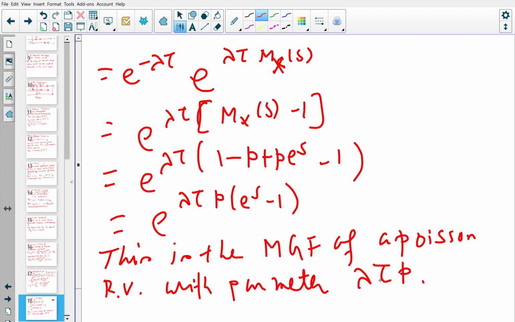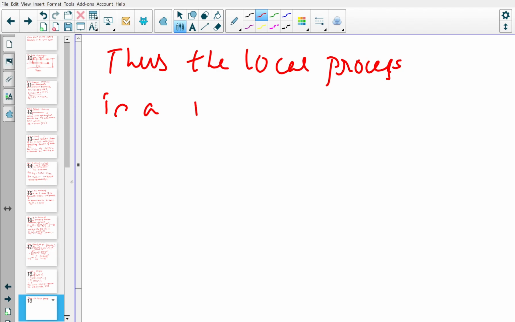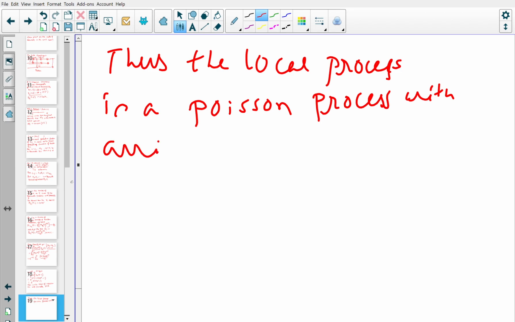But tau is the length of the interval, so thus the local process is a Poisson process with arrival rate. So what is the arrival rate then? It is nothing but lambda into p, because tau is the duration or length of the time. So lambda p.